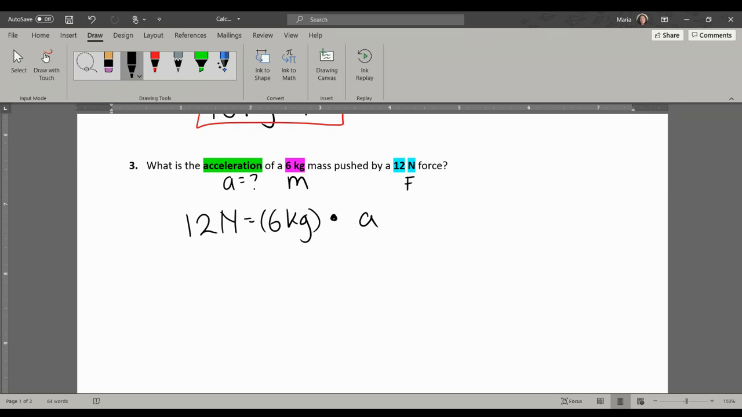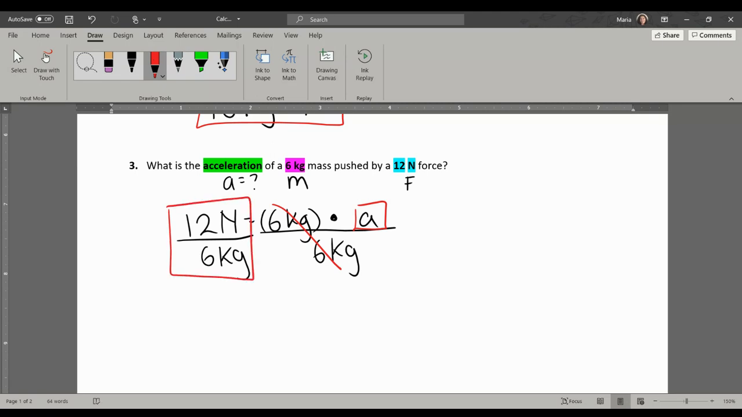But I still need to get acceleration by itself on the right-hand side. And right now it's being multiplied by 6 kilograms. So in order to get rid of that 6 kilograms, I have to do the opposite, which in this case is divide. But what I do to one side, I have to do to the other. When I do that, my 6 kilograms will cancel out, and I'm left with acceleration on the right-hand side. To find acceleration, I take the 12 newtons, divide it by 6 kilograms, and I get 2.